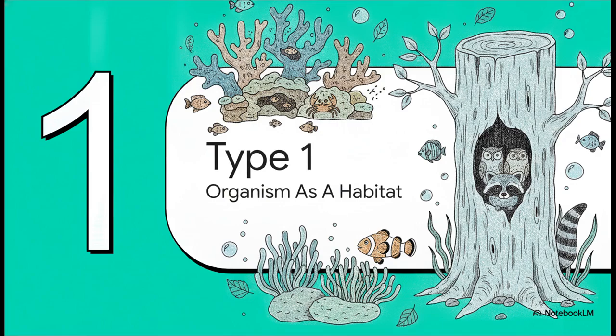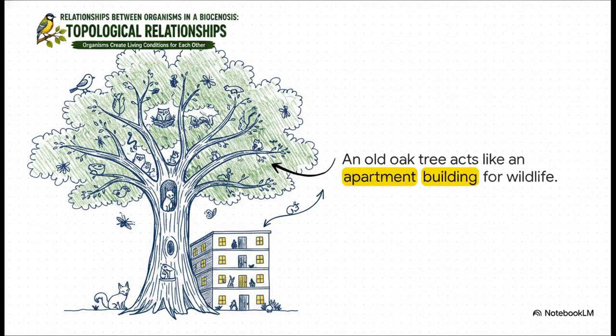Type 1. An organism as a habitat. Imagine an old oak tree. It's not just a big plant standing out in the forest. It actually acts like a massive apartment building for wildlife. This is exactly what we mean when one living thing serves as the actual physical home or shelter for another.